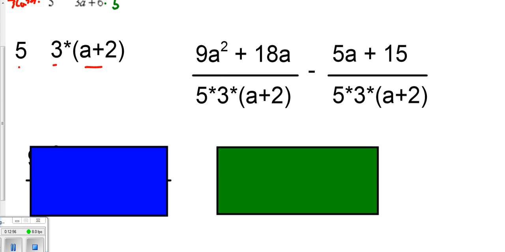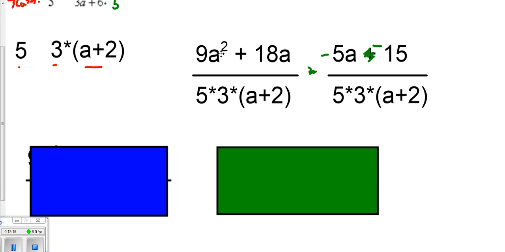Now, we take our numerators and just combine them together. So it's 9a squared plus 18a. This gets distributed, so I'm going to get rid of it and just do minus 5a. And I'm going to get rid of this. It was a plus, and now becomes a minus 15.